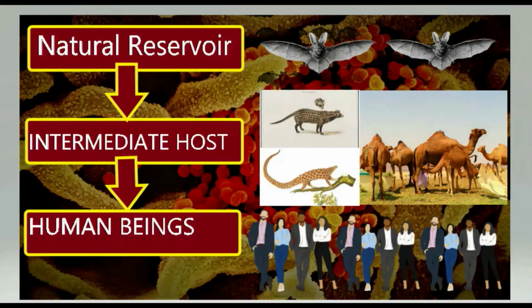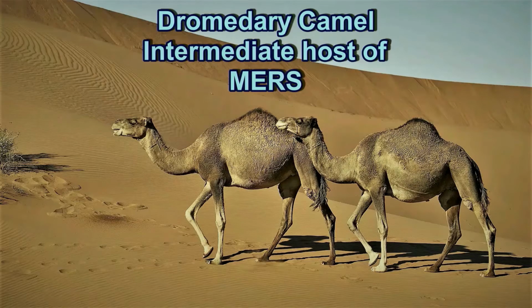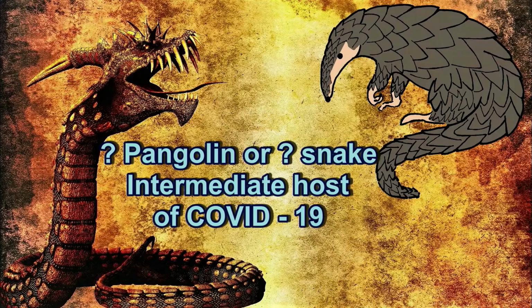In the intermediate host, these coronaviruses undergo further changes, mutations, adaptations and multiplication before the final transmission of these viruses into human beings. These intermediate hosts, with reference to the three virulent human coronaviruses, were the civet cat, with SARS 2003, and dromedary camels with MERS. With reference to COVID-19, pangolins and snakes are the probable intermediate hosts.